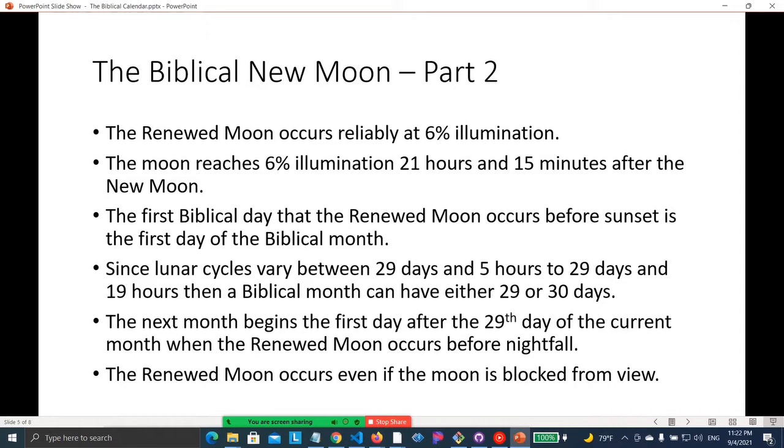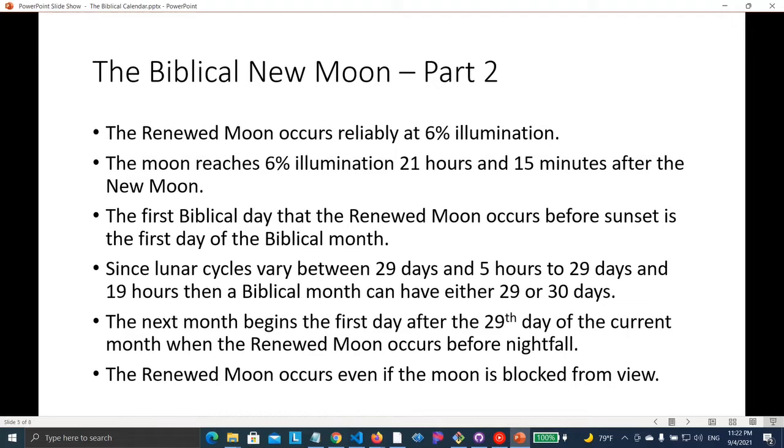Now the renewed moon occurs reliably at 6% illumination. When you have 6% illumination of the surface of the moon, people can reliably see it without a telescope. And the moon reaches this illumination 21 hours and 15 minutes after the new moon, or the dark moon. So after the one on the astronomical chart, 21 hours and 15 minutes later, it becomes seeable.